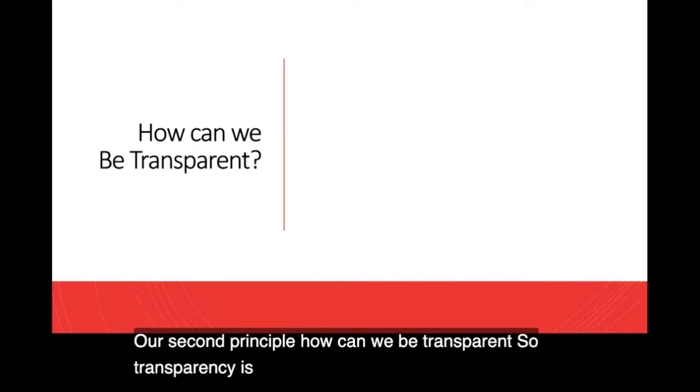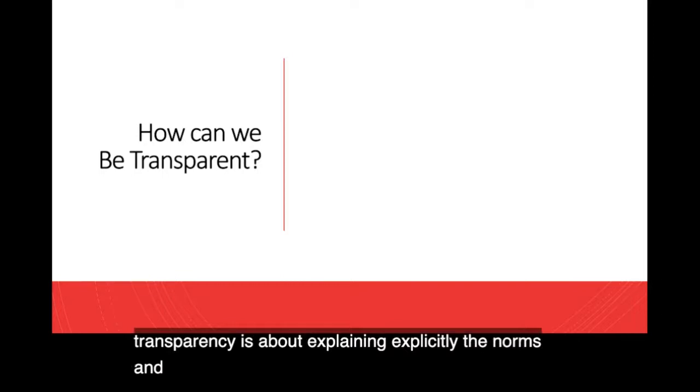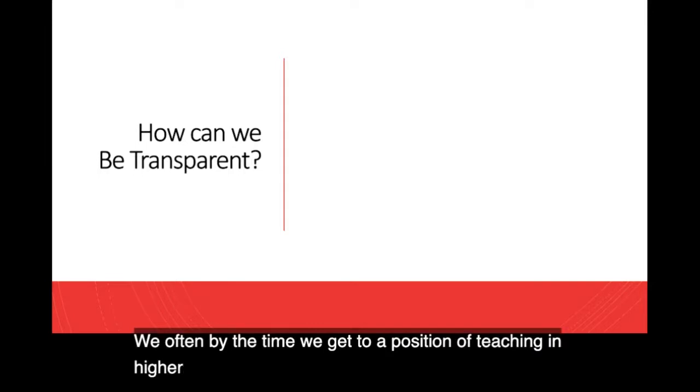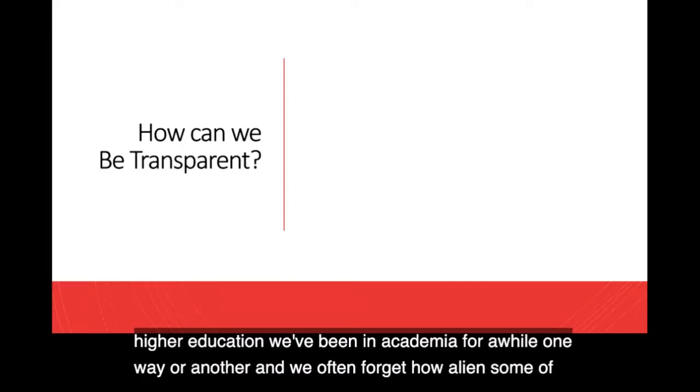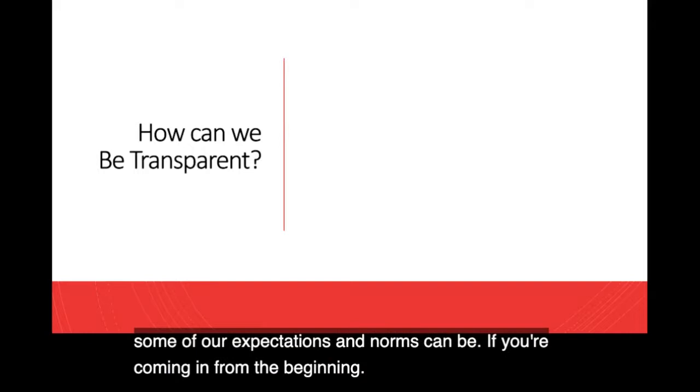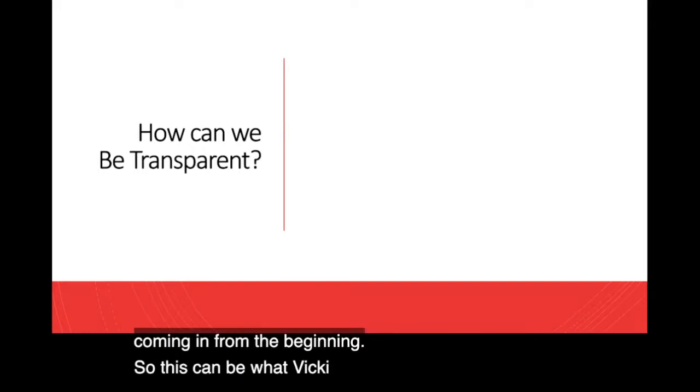Our second principle, how can we be transparent? Transparency is about explaining explicitly the norms and expectations that we have in our teaching. By the time we get to a position of teaching in higher education, we've often been in academia for a while, one way or another. And we often forget how alien some of our expectations and norms can be if you're coming in from the beginning. So this can be what Vicky mentioned earlier, marking criteria.